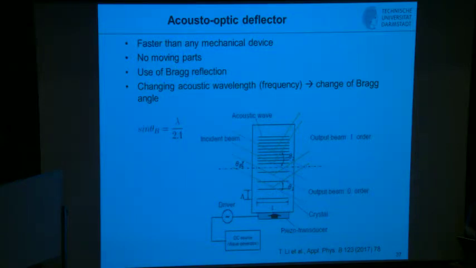And that means the incoming laser beam is now leaving the crystal, first order reflection here, in a different direction. And thereby you can scan.